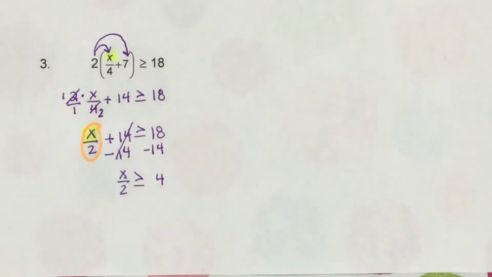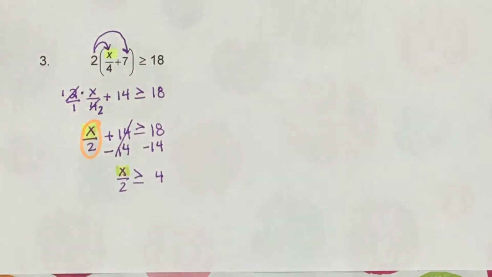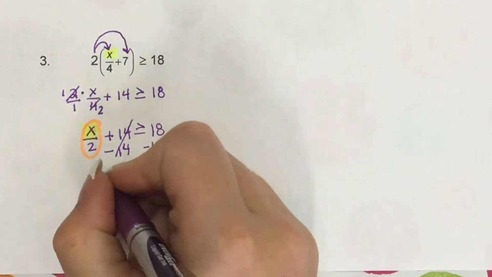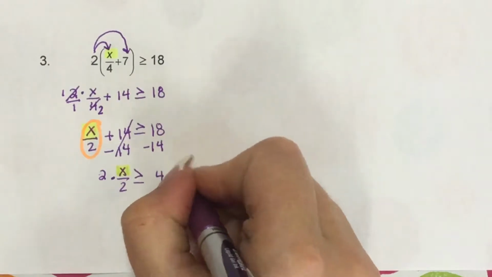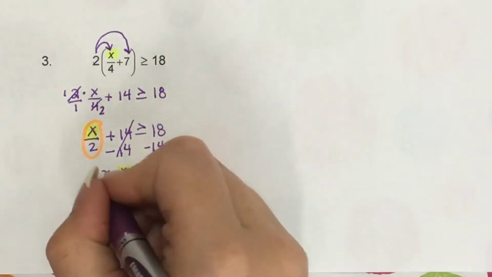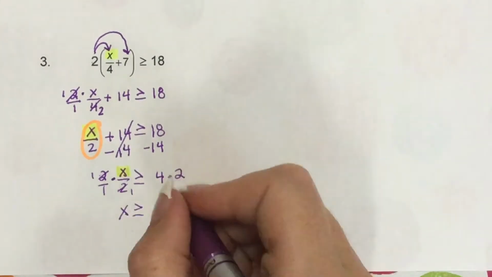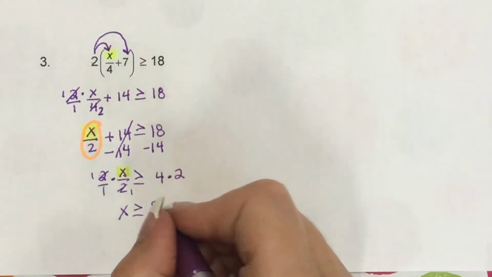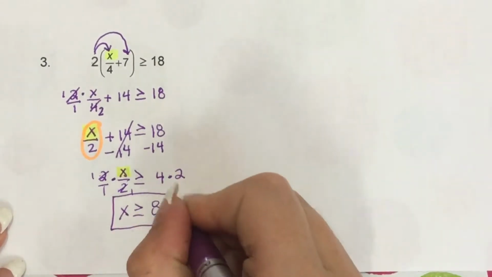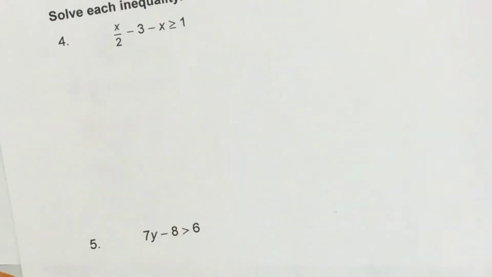So there we have it. We're still trying to figure out what x is. It's a lot better off, but it's not by itself yet. It's being divided by 2, so we have to do the inverse operation of division, which is multiplication. So we're going to multiply both sides by 2. This is 2 over 1, and these 2's cancel out, become 1, and then this is just 1 times x, or x is greater than or equal to 4 times 2, which is 8. So the answer is x is greater than or equal to 8. Perfect. Let's go ahead and flip the page.